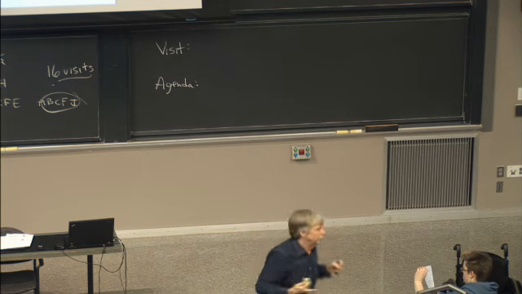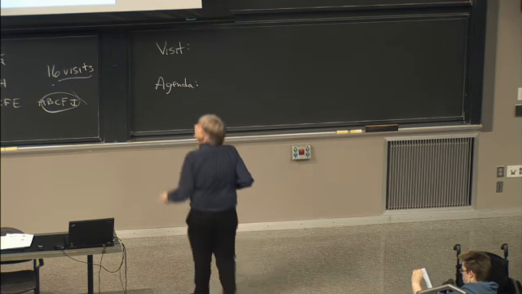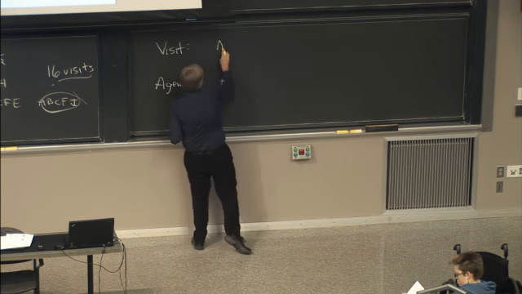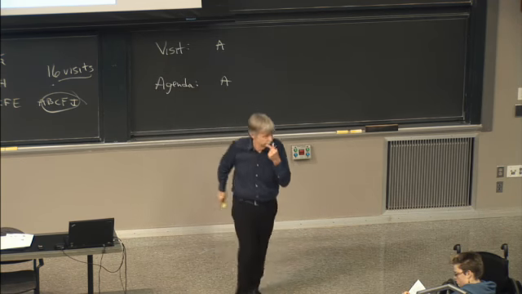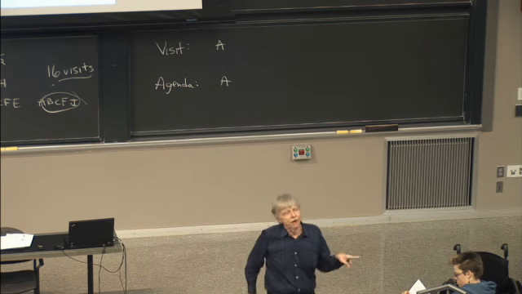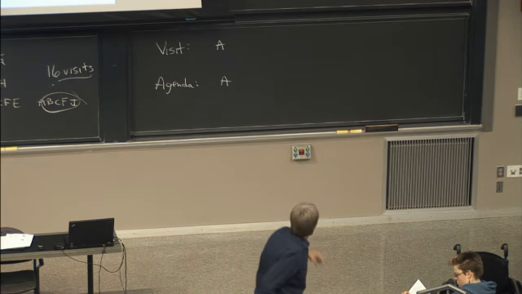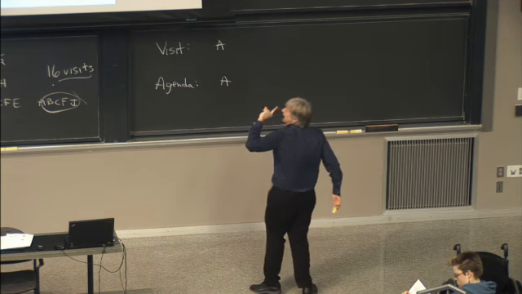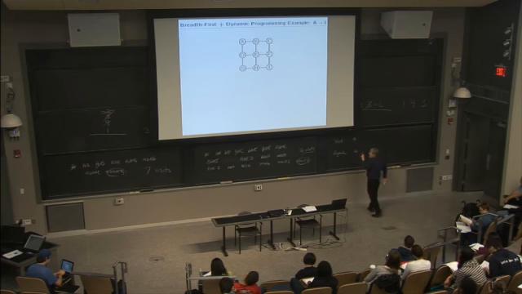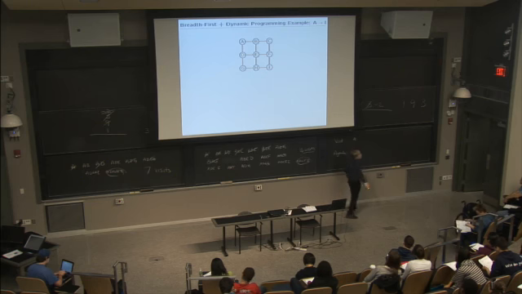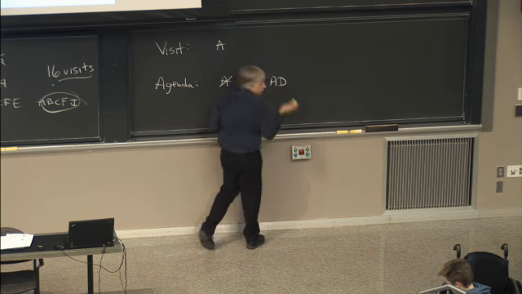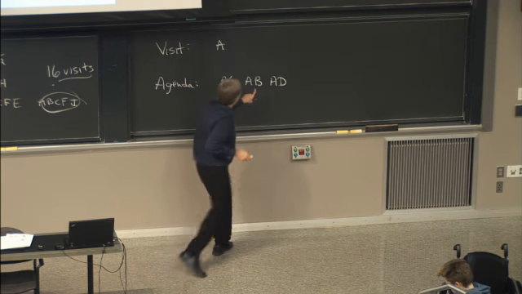OK, let's start out by saying that the agenda contains the start element. That's A. That means we visited A. It's breadth first. So I want to take the first guy out of the queue and add his children to the end of the queue. A's children are B and D, which means that I've now visited B and D.